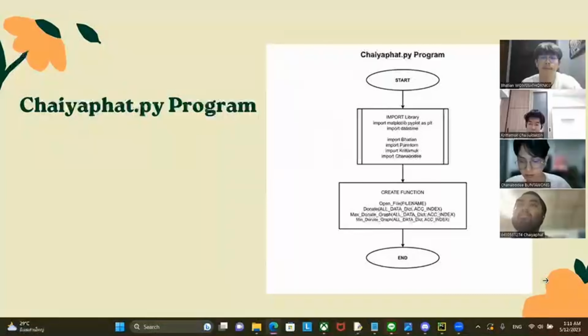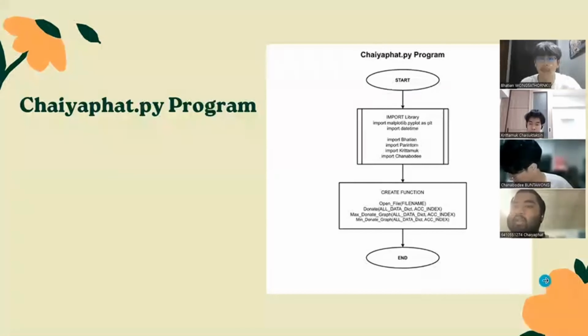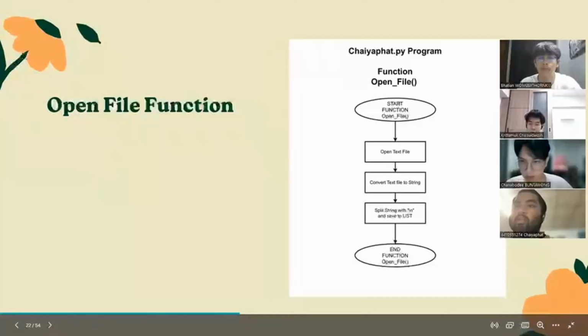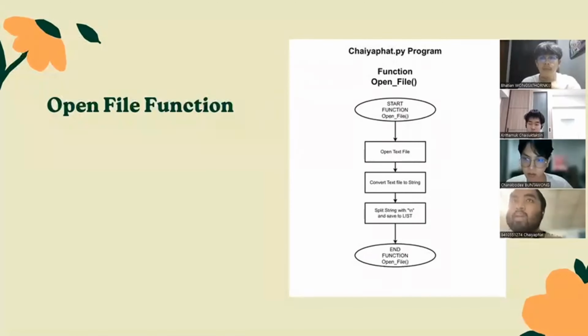The system will include the function open file names to handle the data file operation and store them in the data disk. The function donate represents the donation process, and max admin and donate graph display a graph showing the maximum and minimum donations. Next, as you can see, start by opening the open files functions, then the text.